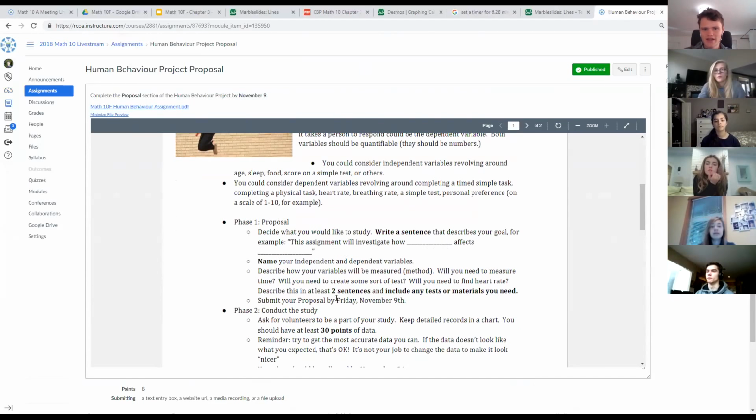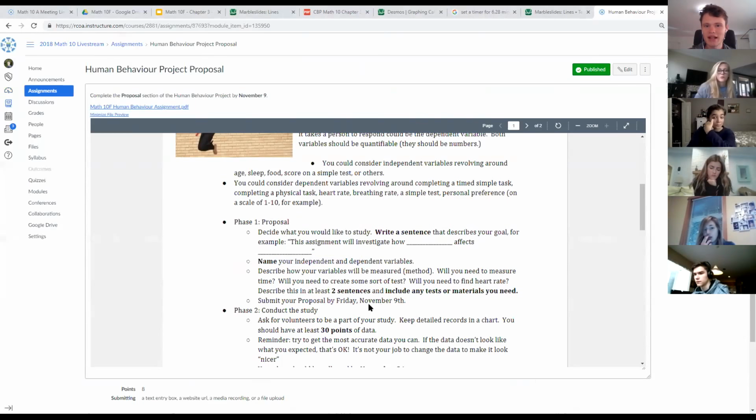So this first phase, right down here, it says, submit your proposal by Friday, November 9th. That is this Friday. I'm hoping that you can have this. It's a small phase, this first part. Decide what you would like to study. Write a sentence that describes your goal. For example, this assignment will investigate how blank affects blank: how caffeine affects response time, how spinning around affects how far you can kick a soccer ball, how age affects hearing, okay?